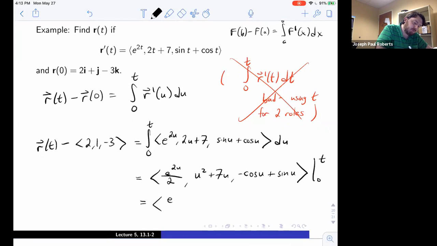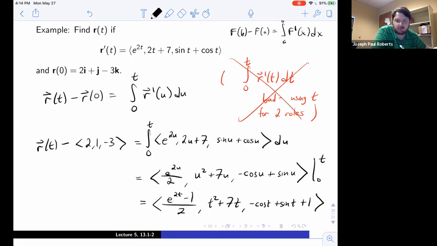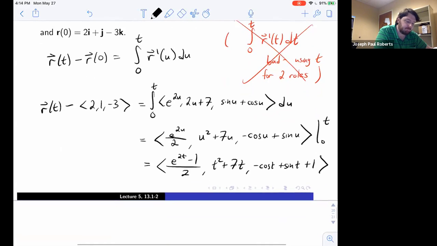And so then be careful, not everything is 0 at 0. So e to the 0 is 1. So when I plug in 0 and t and subtract, I'll get e to the 2t minus 1. Then I'll get t squared plus 7t, and then, okay, that is 0 at 0. But then minus cosine t plus sine t, and then minus 1 is plus 1. So just be careful when you're plugging in. Not everything is 0 at 0.